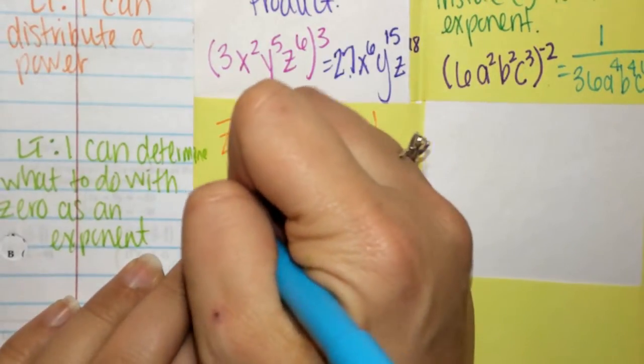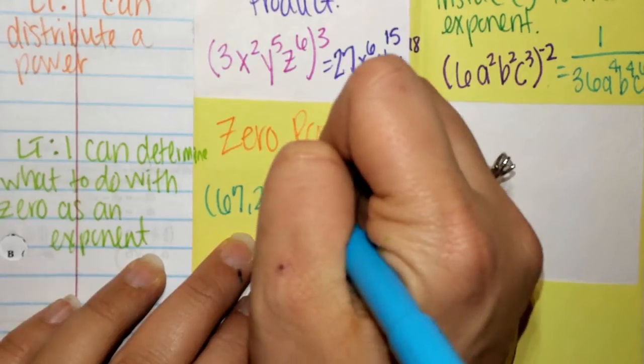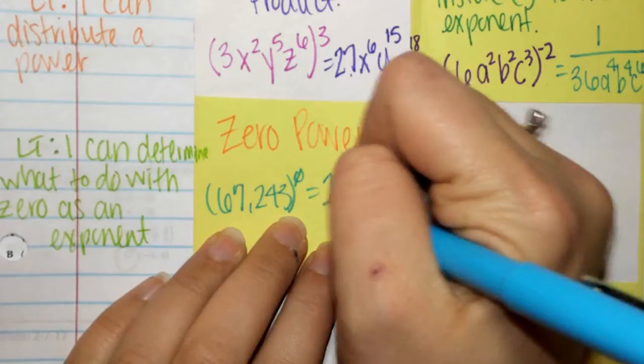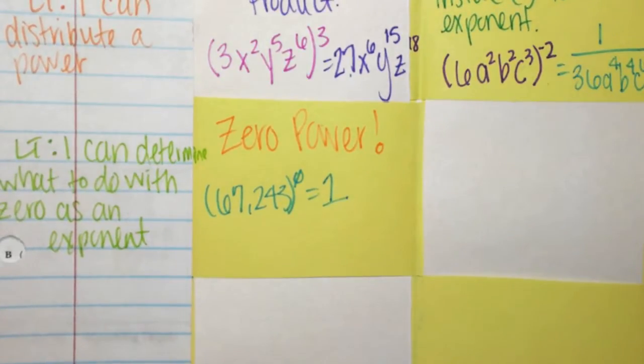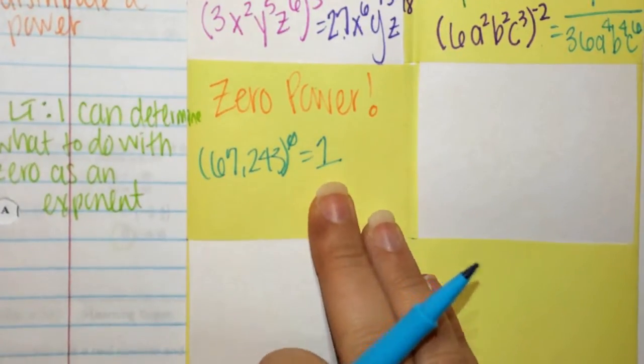So if I say 67,243 to the 0 power, it would be 1. Anything to the 0 power is 1. Anything in the whole world.